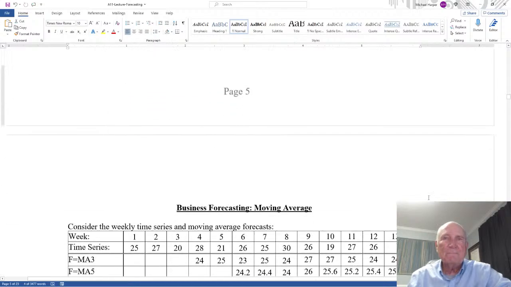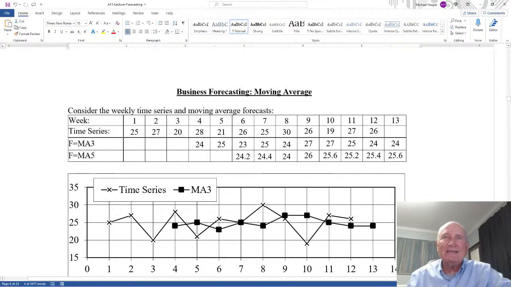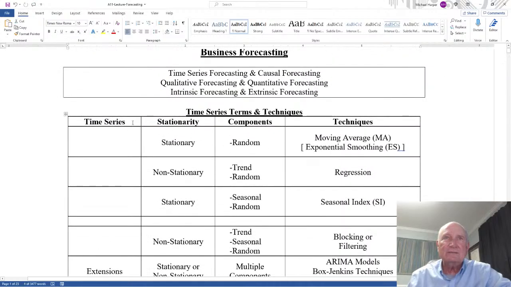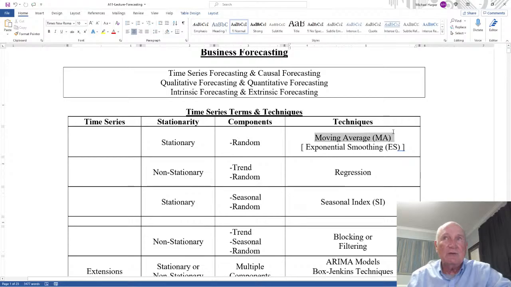Okay. Now, that's the first pass. Now, let's take a second pass. Let's come back up here. Now, let's take a second pass through these techniques, and let me go a little bit deeper. Start with moving average.